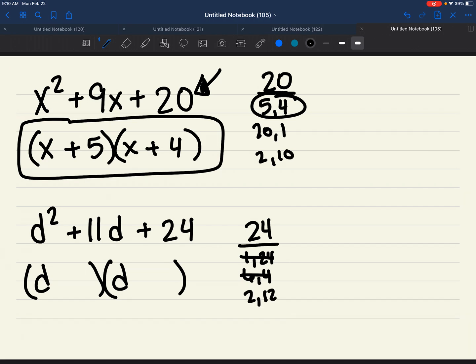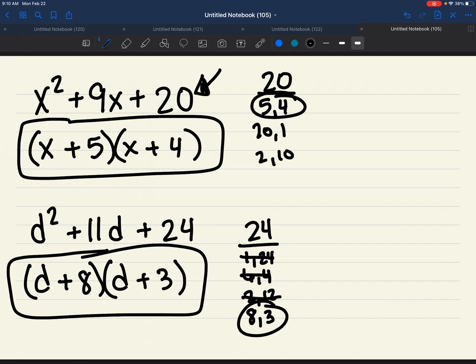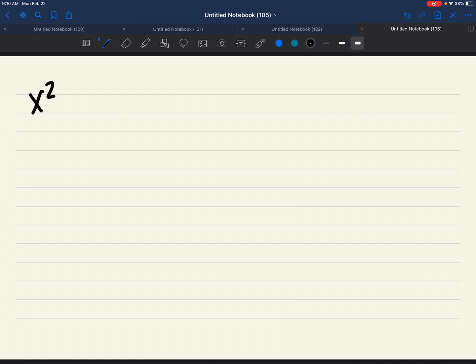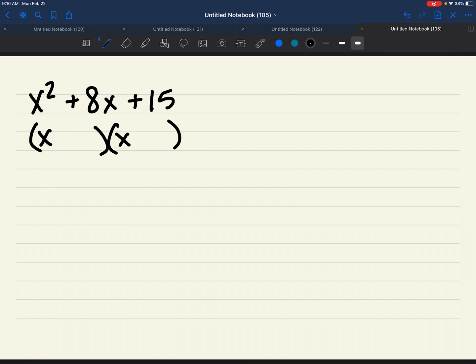Do either of those add to get 11? No. What else? 2 and 12. Do those add to get 11? No. 8 and 3. There we go. Okay. Is everything addition? Mm-hmm. So what do I know about inside my parentheses? Now, again, you don't always have to write that number out to the side. If you know what it is, you can go straight to your answer, okay?